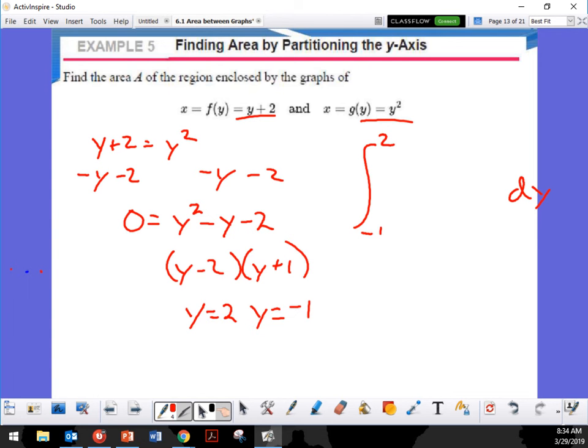So which one is going to be my top bound? The y plus 2. So it's going to be y plus 2 minus my lower bound, which is y squared.